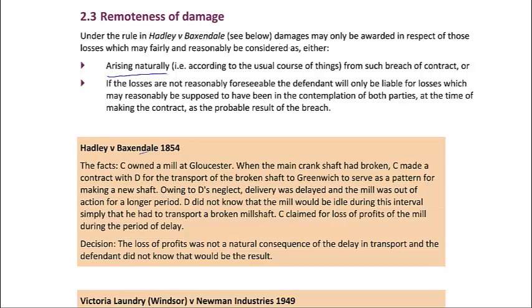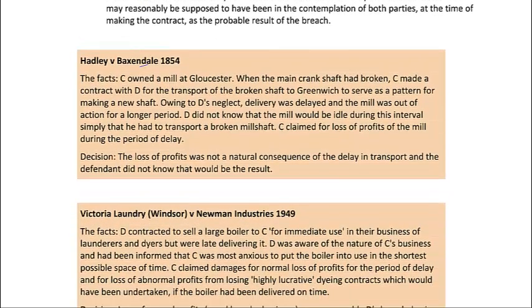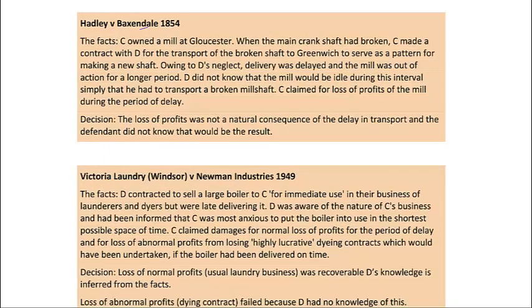They are a natural consequence of the breach of contract. And if they're not reasonably foreseeable, then the defendant will only be liable if he should have known about them. He should have known that that particular loss was a likely result of his breach of contract. And the best way to illustrate those two points is really with these two cases.